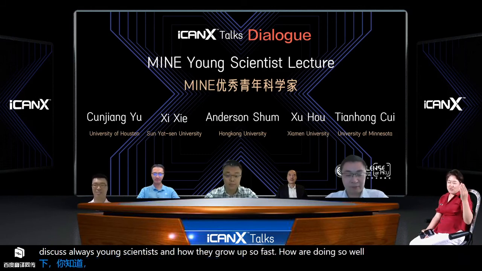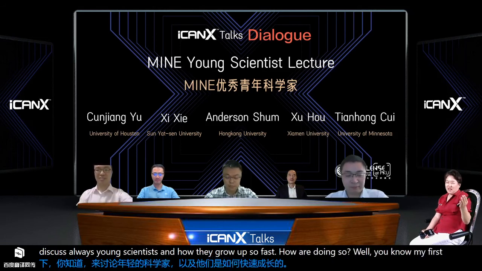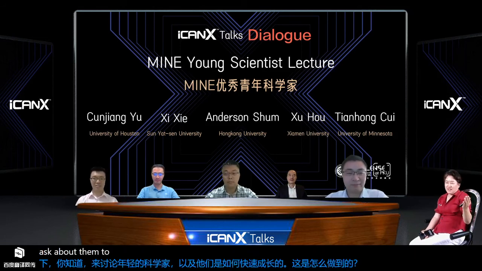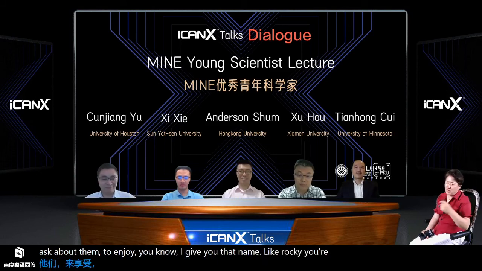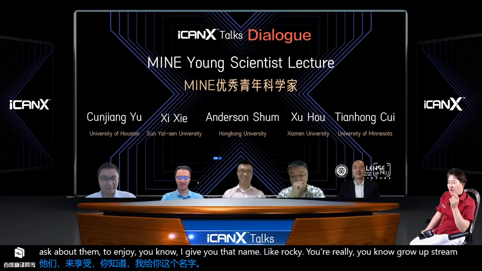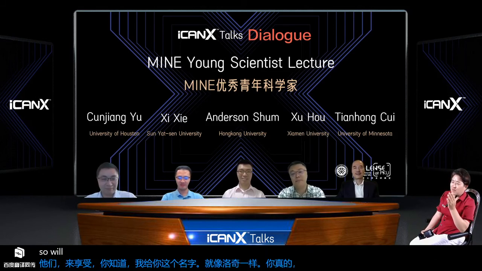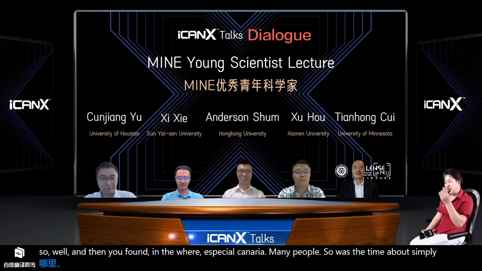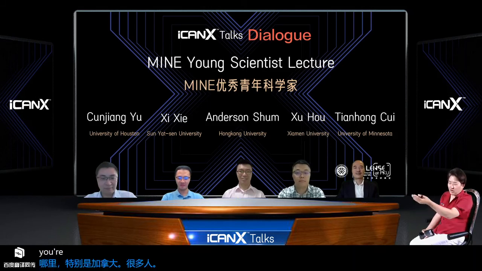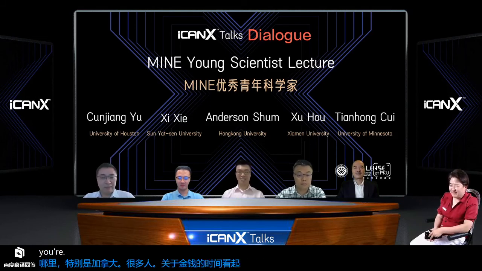My first question is for Chun Jiang. Chun Jiang, I gave you the nickname Rocky. You really grow up really fast and do so well. And you're founding a very special kind of area. Many people were talking about soft electronics and other things, and you found rubber electronics. How did you find that?